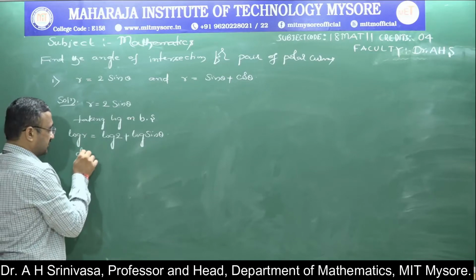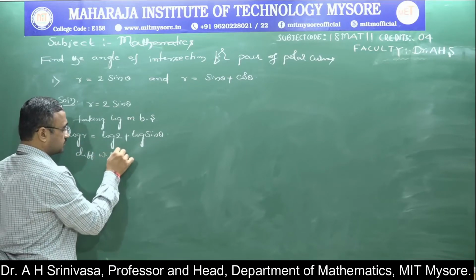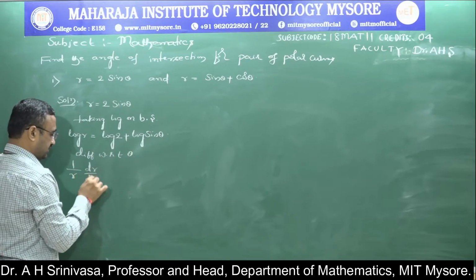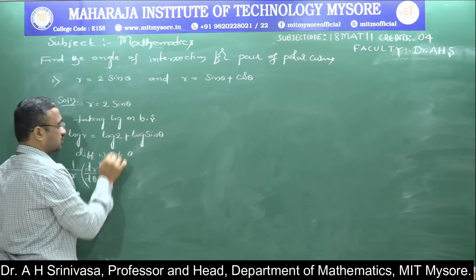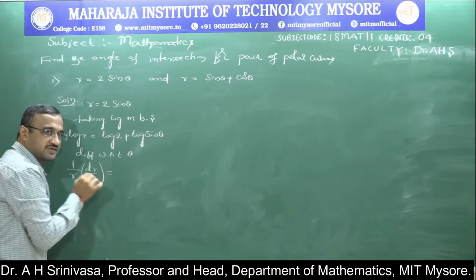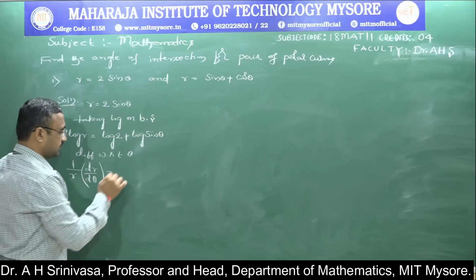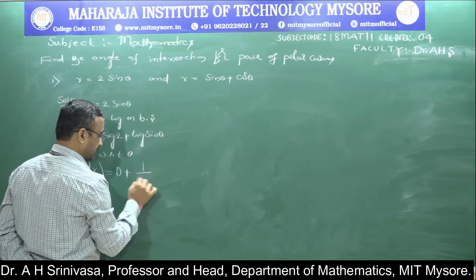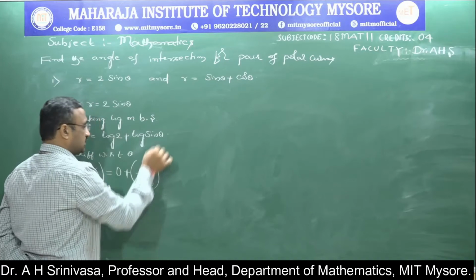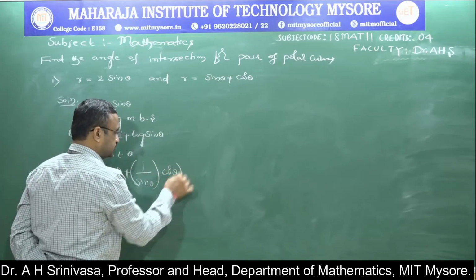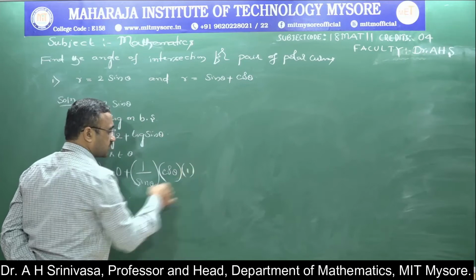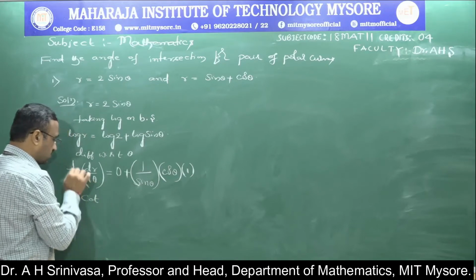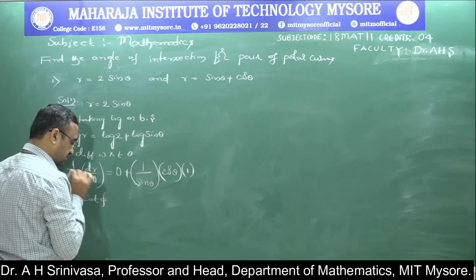Now as usual, differentiate with respect to theta. So 1 by r dr by d theta should be equal to, log 2 is a constant function, if you differentiate with respect to theta it becomes 0, plus the differentiation of the logarithm function, 1 by sin theta. The differentiation of sin theta is cos theta. Then differentiation of theta with respect to theta gives 1. We know the notation for 1 by r dr by d theta is cot phi.